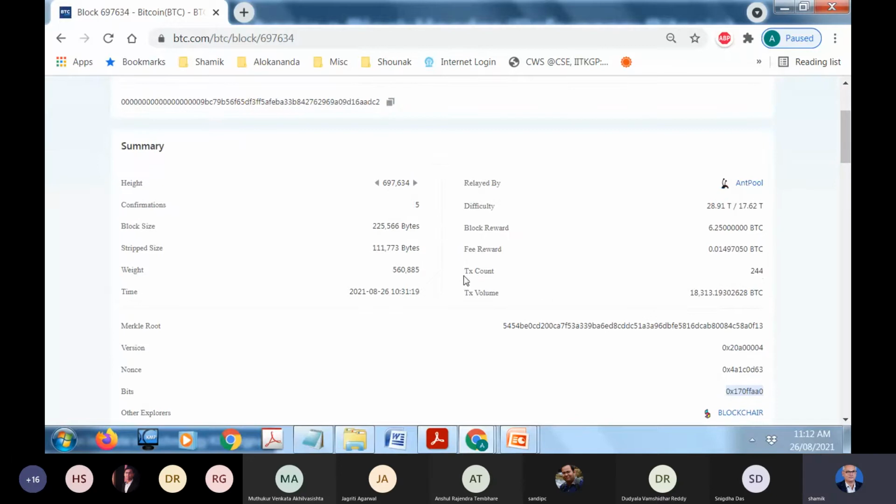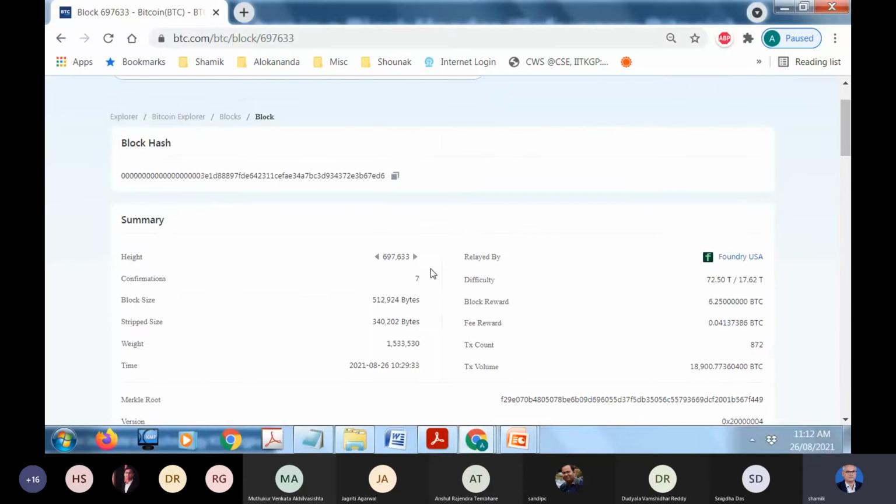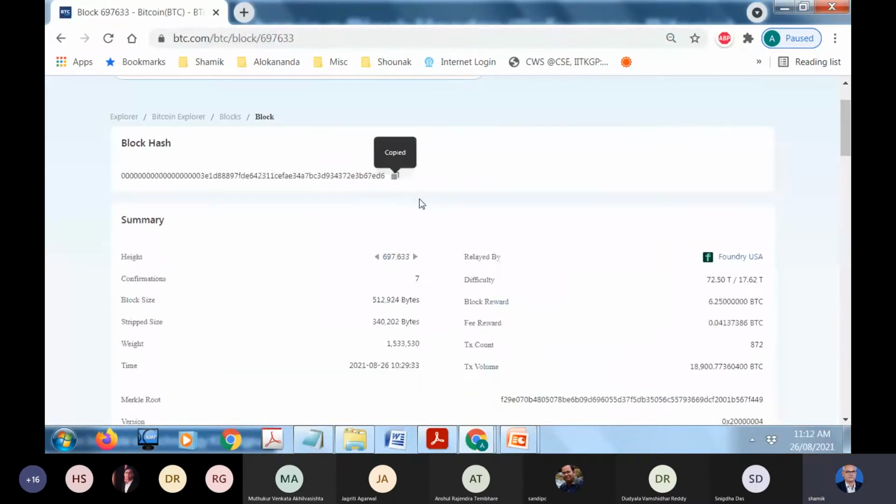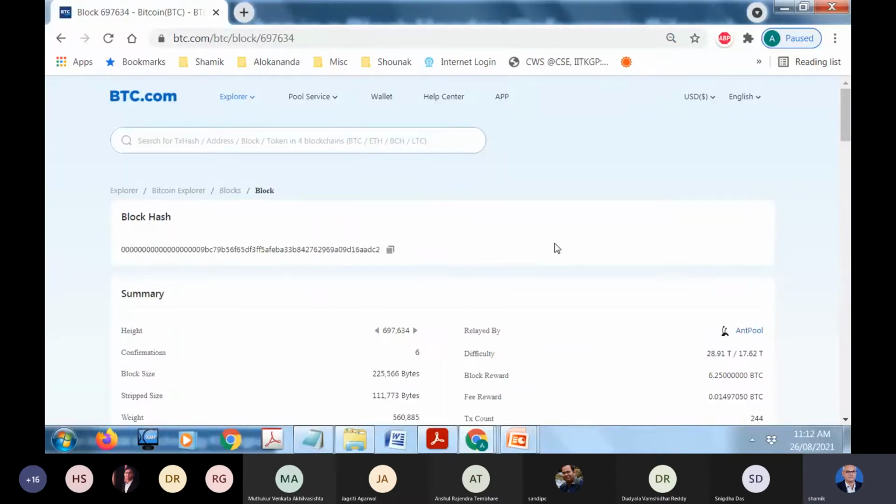Now for the previous block, I can just click on this left arrow, and I can go to 697,633, and its hash is given here. So I just copy this. It is copied, so I paste it here. So I have got that. Now I go back to 697,634, and then I click on calculate block hash.